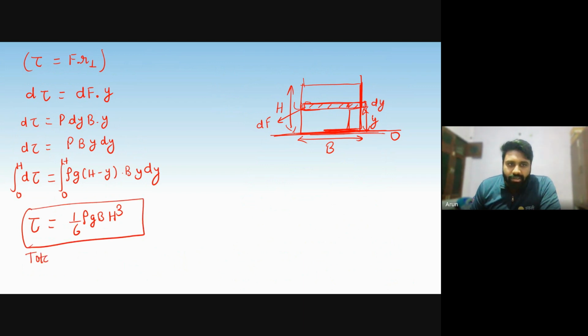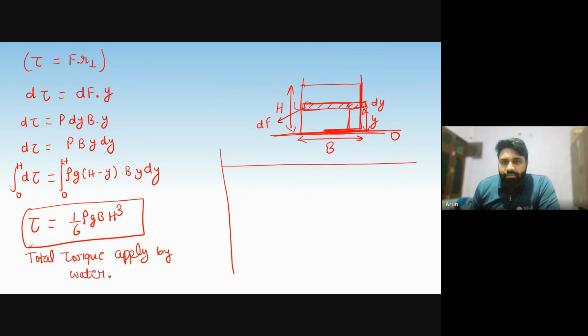So this is the total torque that needs to be countered by the gates that we put in front of the dam, because water is applying that much amount of torque. So we have to counteract it. This is the total torque applied by water.